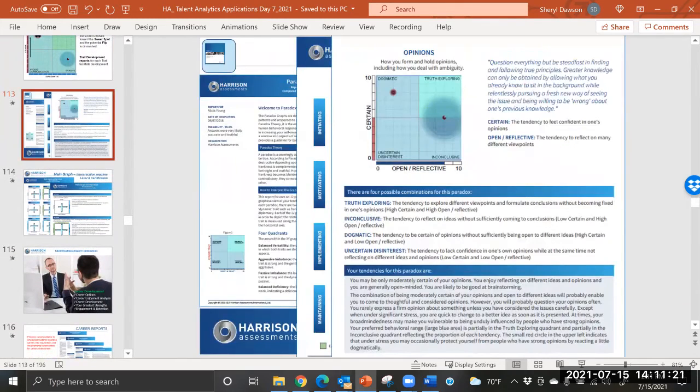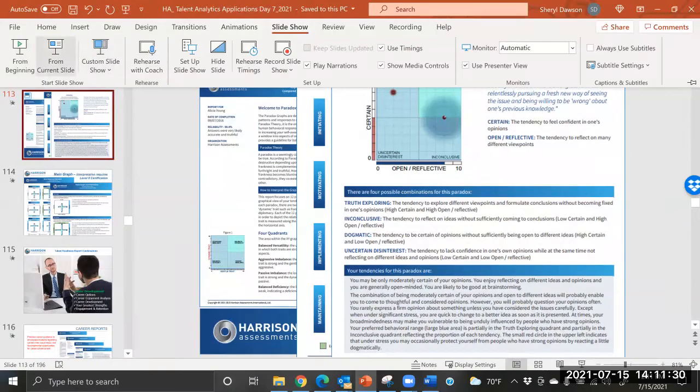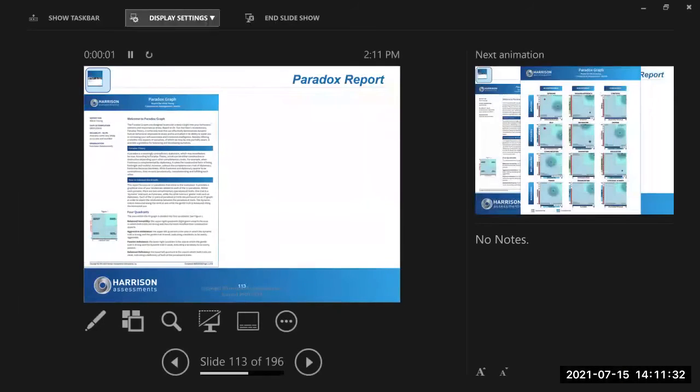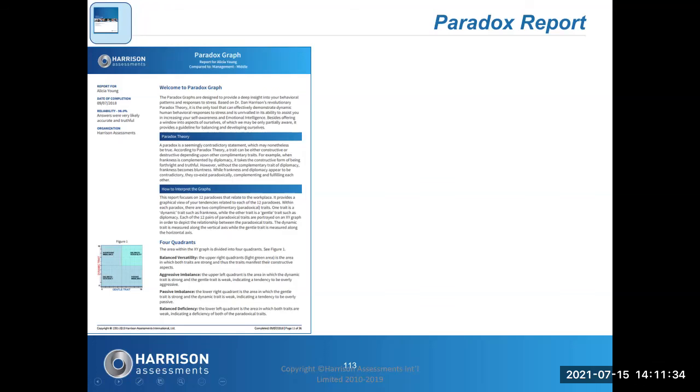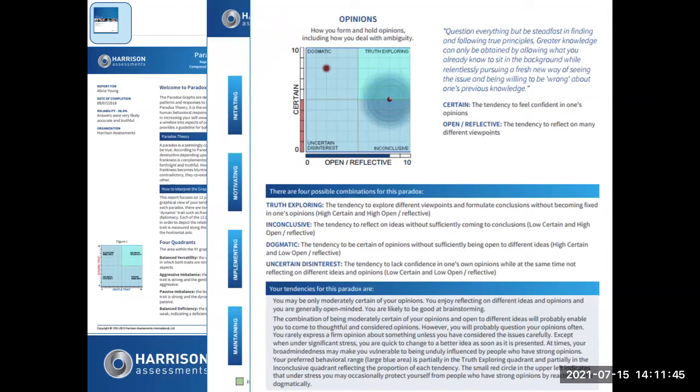And we have both the summary report. I better put this back on slideshow so we can see that. That's just an explanation of paradox. We have the summary report of all 12 paradoxes. And then as you see in your own report, we have the detailed reports.